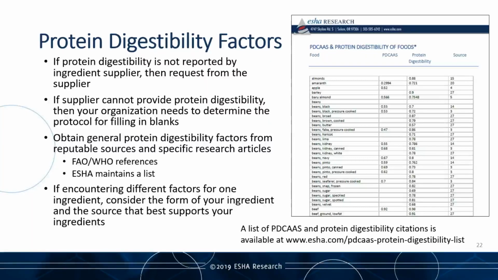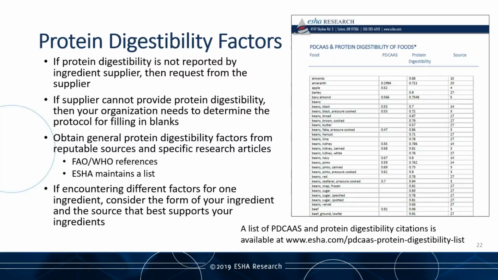You can certainly, again, push back to your suppliers to see if they can provide that. But protein digestibility factors are available from a variety of other sources. The report of the joint FAO and WHO that I mentioned as part of the source for calculating PDCAAS does include a list of protein digestibility factors. You might have a specific reference, like a research article that reports the protein digestibility for you.